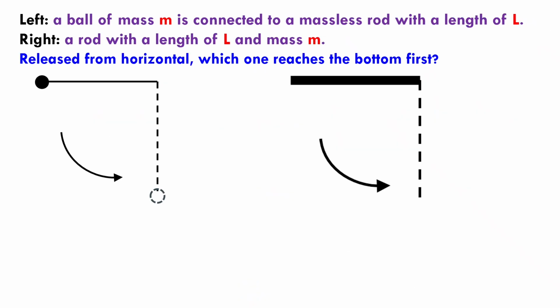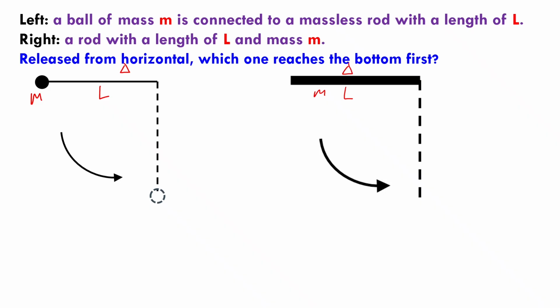On the left, we have a ball of mass m connected to a massless rod with a length of L. And on the right, we only have a rod. There is no ball. But this rod has the same mass m and the same length as the system on the left. So the question asks, if released from horizontal, which one reaches the bottom first?